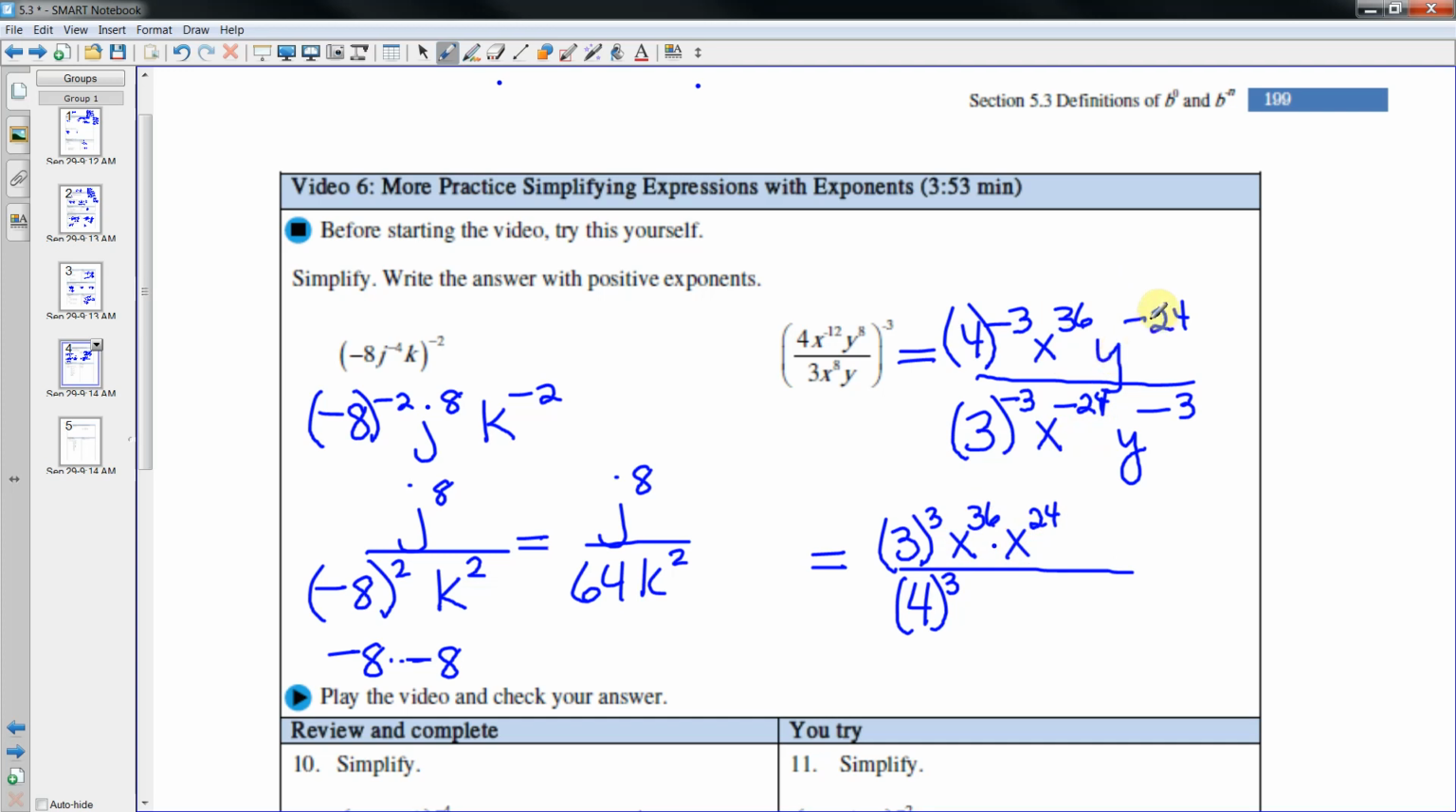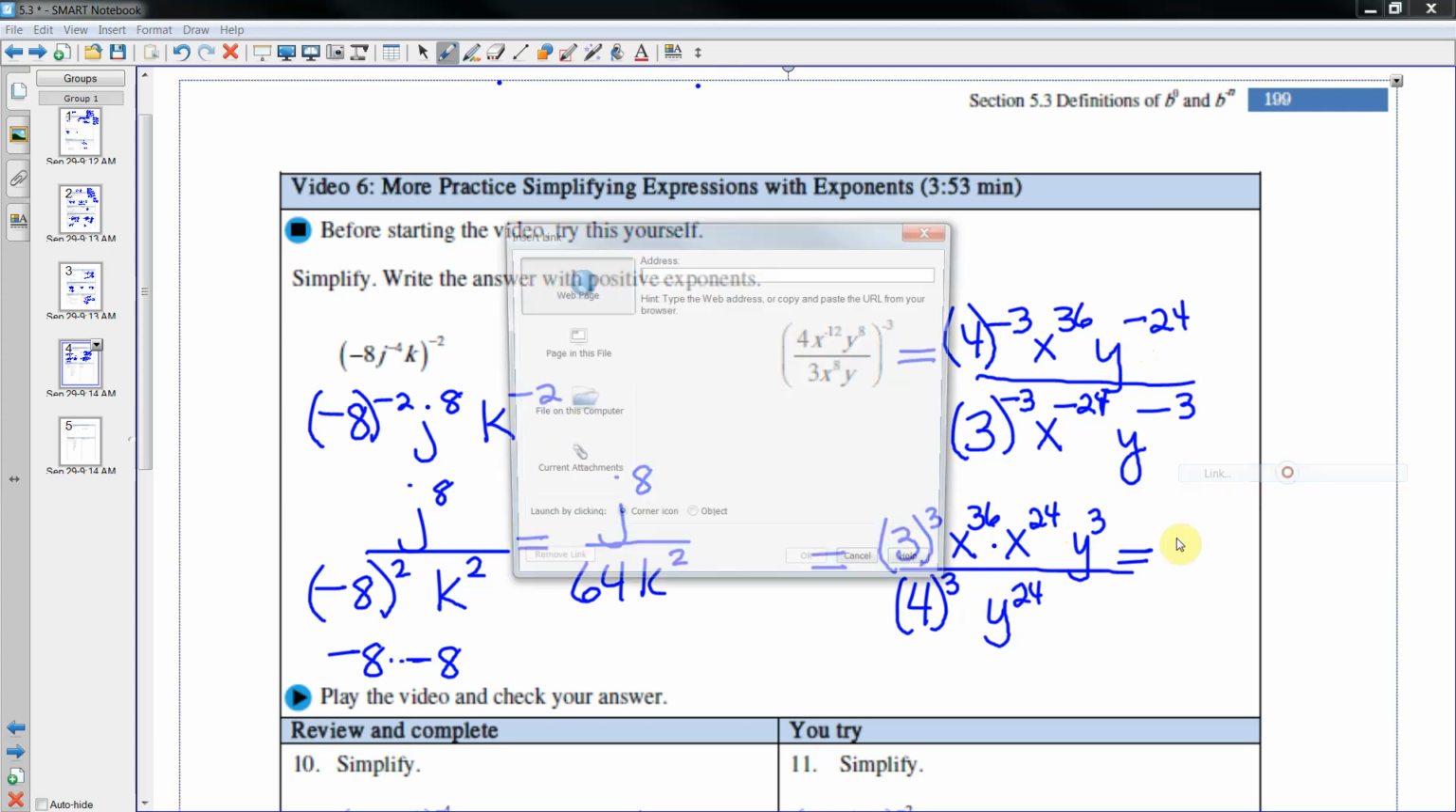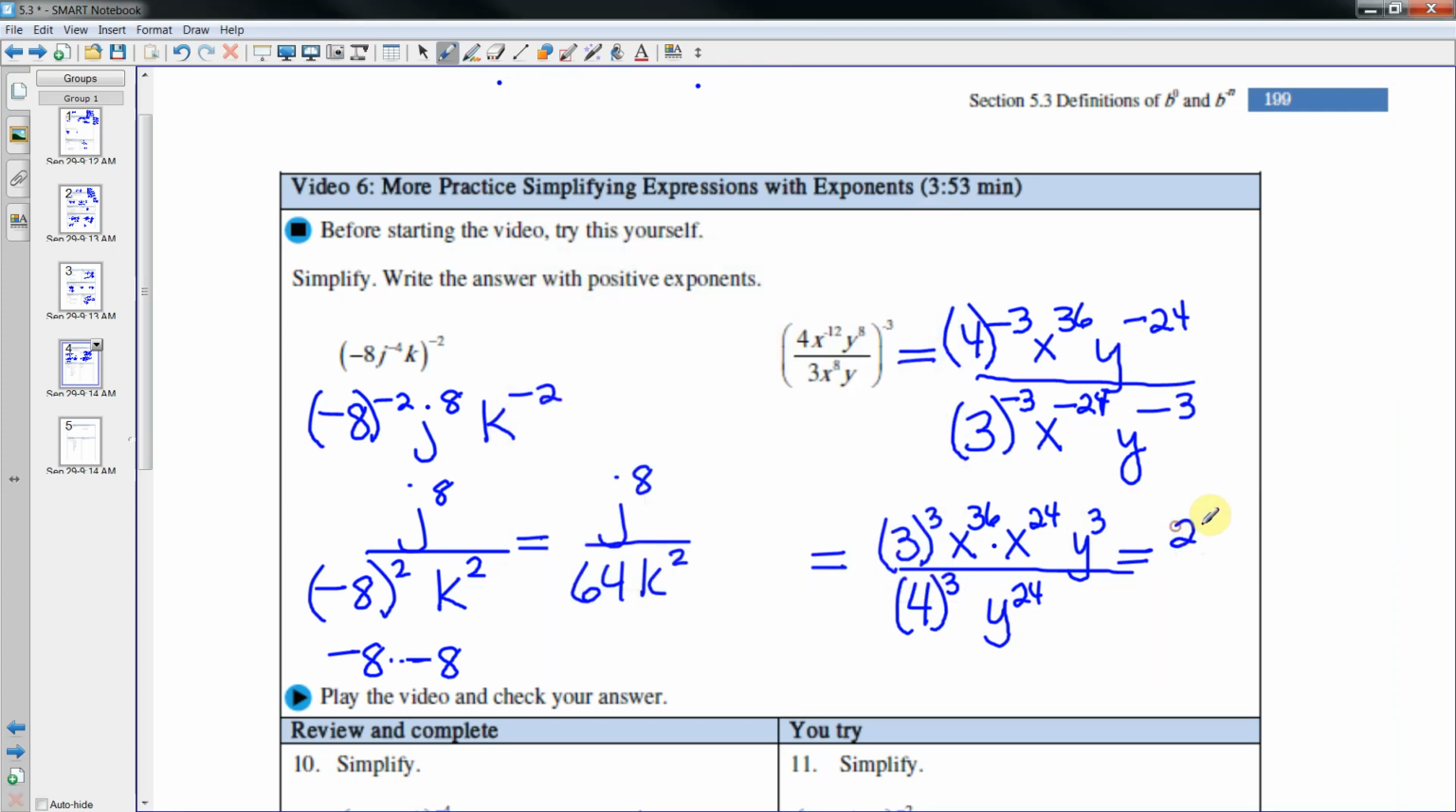Now, with the y's, both of them were negative. So, the y to the 24 needs to come to the bottom. And the y to the -3 comes to the top, and then we will do our subtraction with that. So 3 cubed is 27. X to the 36 times x to the 24. So you need to add 36 plus 24. That's going to give me x to the 60. Got lots of x's. 4 cubed, 4 times 4 times 4 is 64.